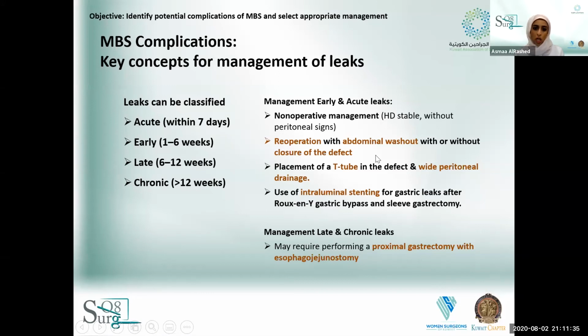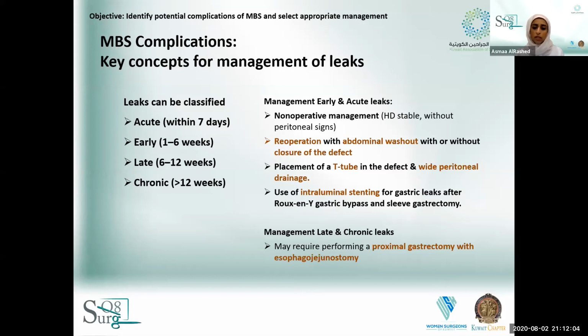You need to do a washout. Sometimes you can't close the defect. You can choose to close it or not, depending on the tissue, for example. You can use T-tubes to place in the defect. I'll show you a picture about that in a second. You also need to put lots of drainage, so a lot of abdominal drains are probably needed around that area. Some patients may benefit from stents. We'll show you a picture about that. It will not be suitable for all patients, but this is one of the tools that you could use to treat the leaks.